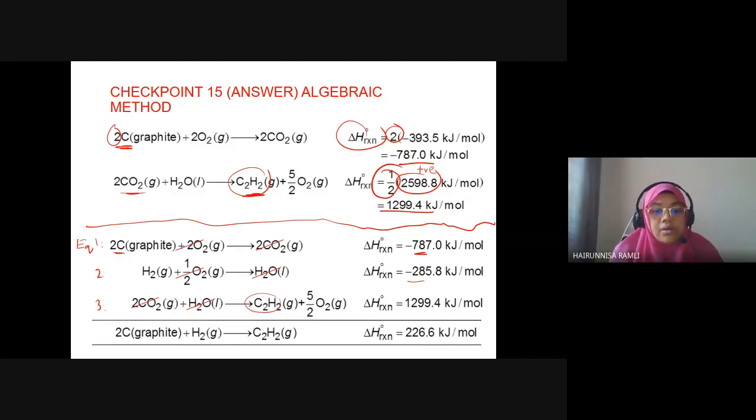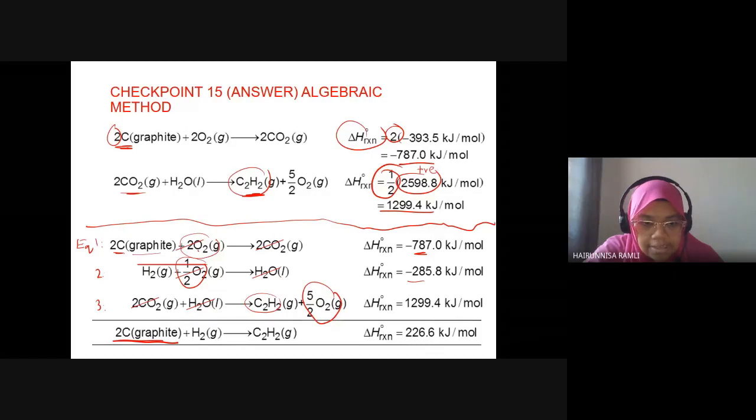Okay. So, you just cancel all the substances yang boleh cancel. Yang boleh cancel tu, dia mesti between reactants and products. Kalau reactants dengan reactants, dia jadi apa? Dia akan jadi sum up. Dia akan jadi tambah lah. Okay. So here carbon graphite, of course dia tak akan dibuang lah. Dia ada dalam you punya target equation. And then oxygen. We have oxygen here. We also have oxygen here. And we have oxygen here. Okay. Ada 2 ni kat sini, dia jadi tambah kan sebab dia side yang sama.